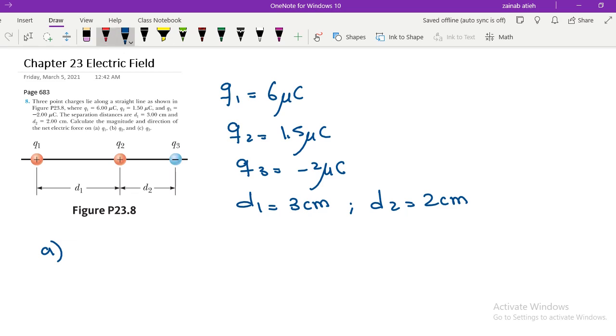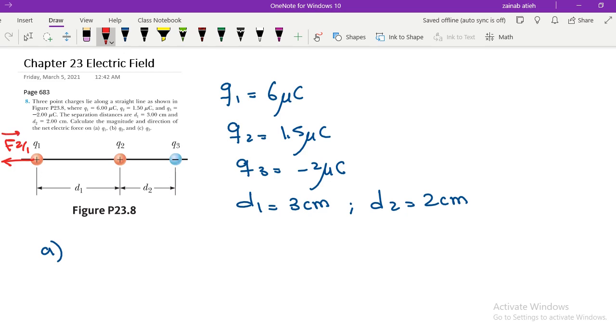Now the force coming from Q2, how to draw it? First, what do I do? I look at the charges Q1 and Q2, both of them are positive. So the force exerted by 2 on 1 is a repulsive force. It's drawn along the line joining Q1 and Q2, with repulsion. So it's drawn like this. This is the force exerted by 2 on 1.